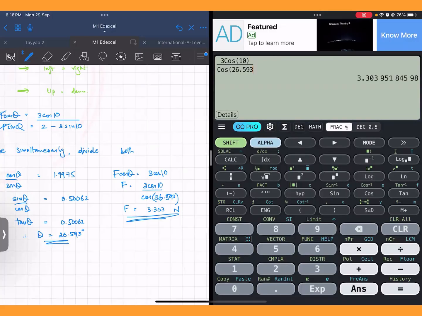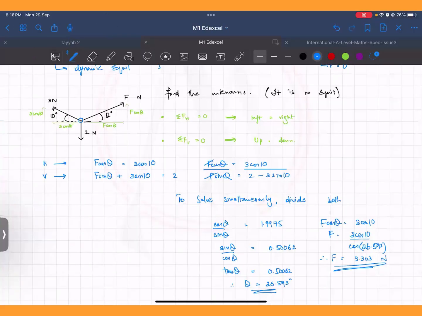So these are the unknowns that they asked us to find. And we found these because they told us that the situation was in equilibrium. The body at the center at this point was in equilibrium. And that's why you form these equations, simplify them, solve them simultaneously, and you got the values of the unknowns. Any questions in this one?